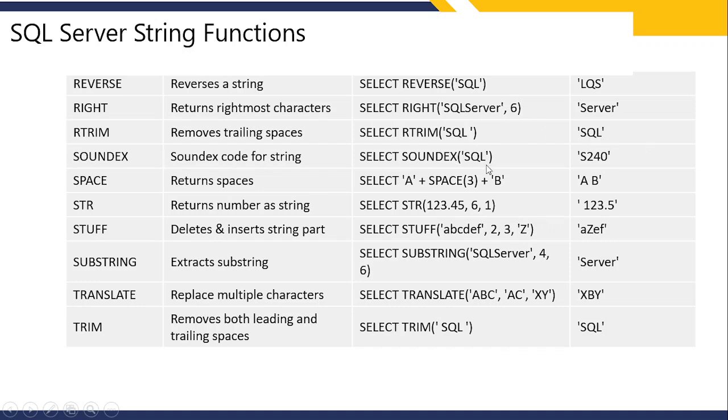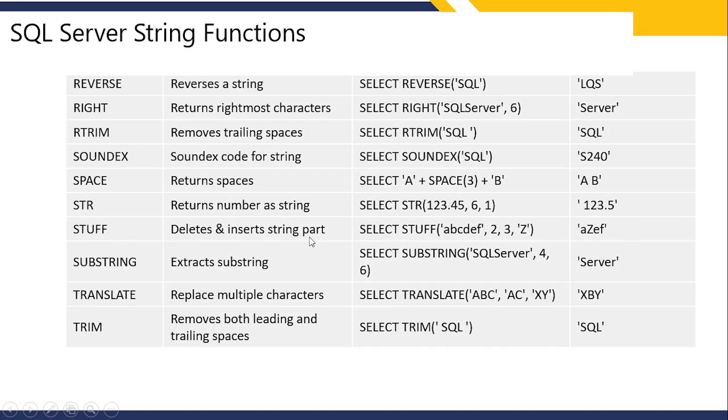SOUNDEX gives me the values. Now this is a particular code where SQL gives me the SOUNDEX S240. SPACE will add these many spaces. So here A space space space B is giving me this particular result. Then there is STR. I can convert a number to a string format using the STR function.